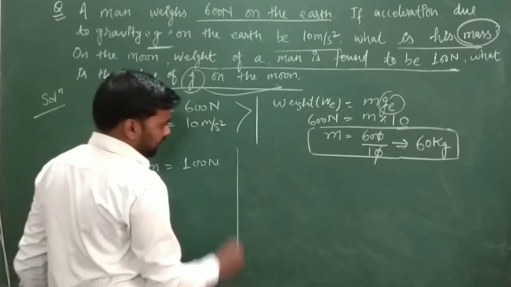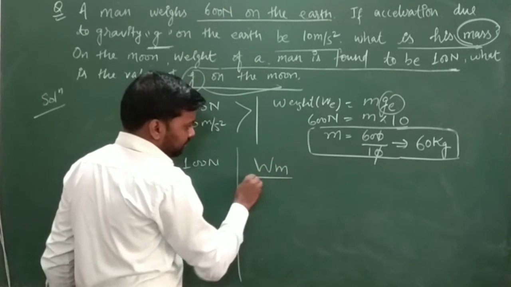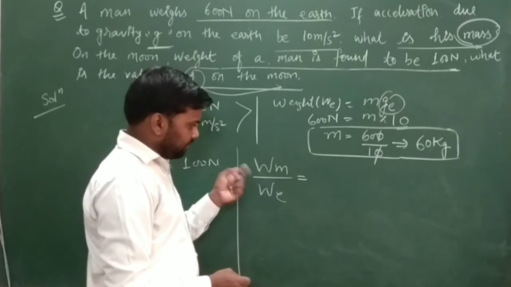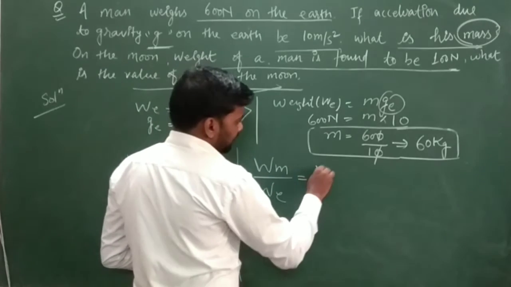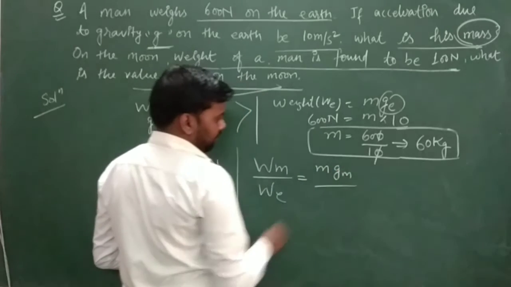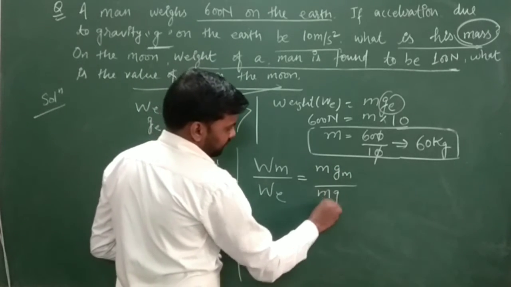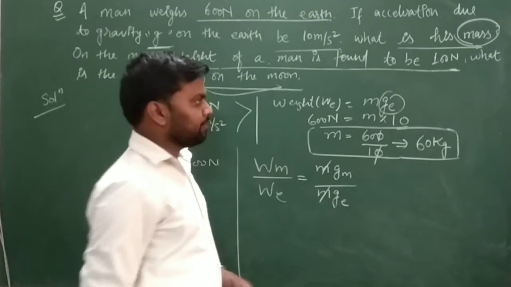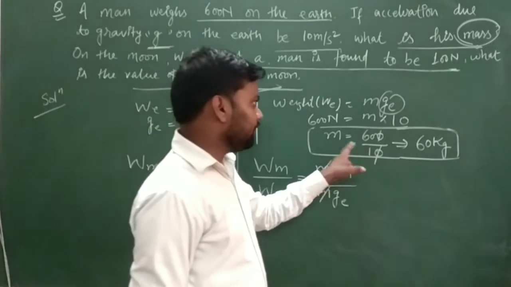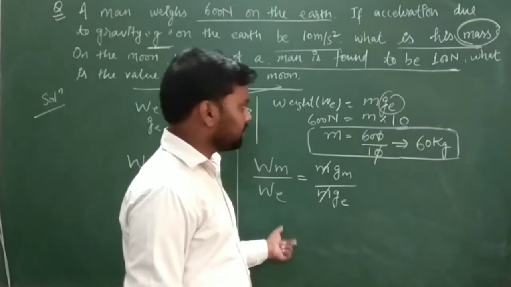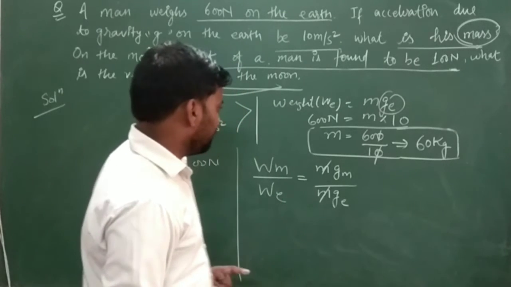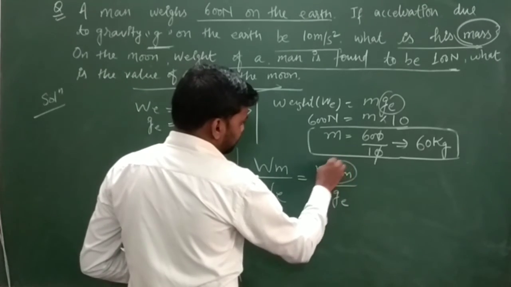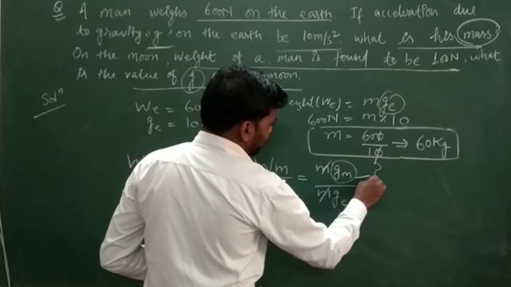Now we know the relation that weight on moon upon weight on earth will be equal to, we can put the values of both the weights, that is m gm upon m ge. We will cancel out m by m because mass is constant everywhere. So if he is 60 kg on earth, he will also be 60 kg on moon, but weight will be different. We need to find out the value of g on the surface of the moon. So we don't know the value of this thing.